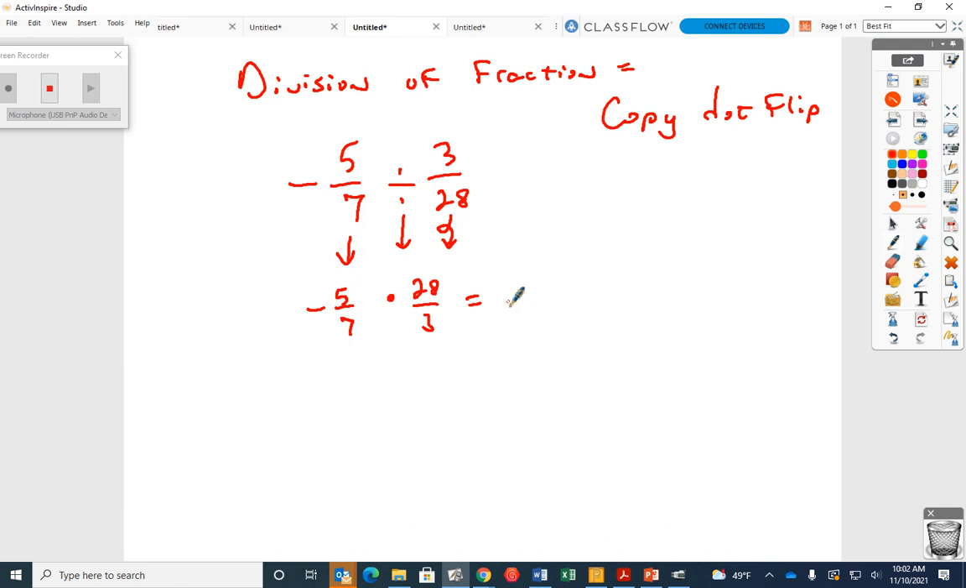Okay, now before I do any multiplication, before I do anything, I'm going to determine what my sign is. Okay? Are these different signs? This is a negative times a positive. Therefore, my answer is going to be a what? Negative.